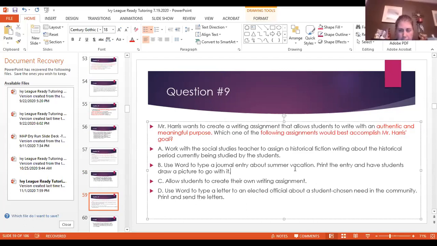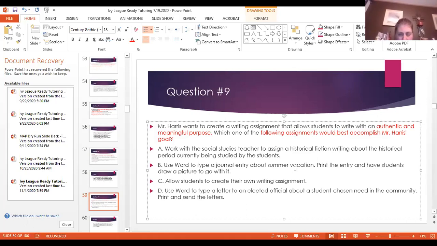A, work with the social studies teacher to assign a historical fiction writing about the historical period currently being studied by the students. B, use Word to type a journal entry about summer vacation. Print the entry and have students draw a picture to go with it. C, allow students to create their own writing assignment. D, use Word to type a letter to an elected official about a student chosen need in the community. Print and send the letters. What do we think?